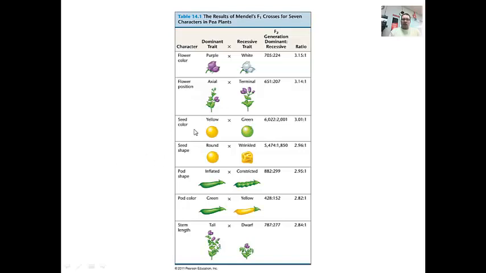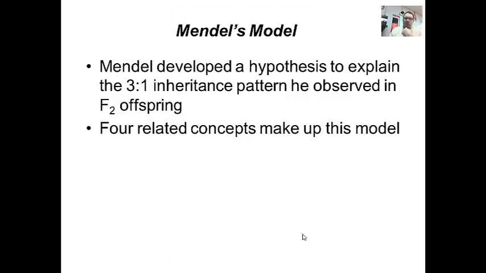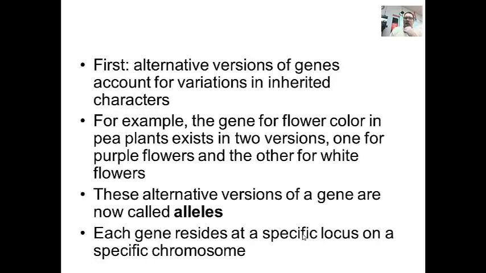As you can see, flower position, seed color, seed shape, pod color, and stem length, all with true breeding plants going through the F2 generation, all had that 3-to-1 ratio, as you can see by his numbers. And that's what he called heritable characteristics, that we now know are the genes and the different alleles of those traits. Okay, 3-to-1 inheritance. And here are the 4 concepts we started with at the beginning, which we're going to wrap up and discuss.